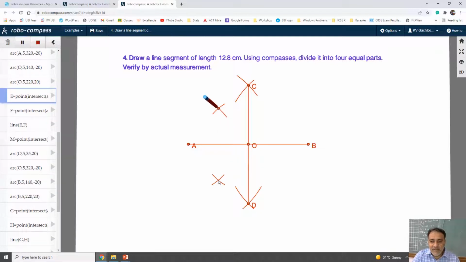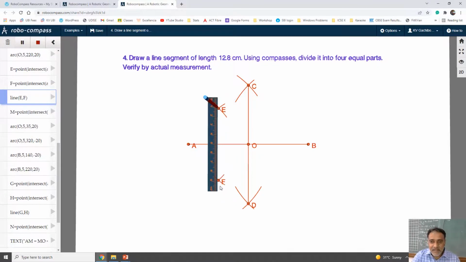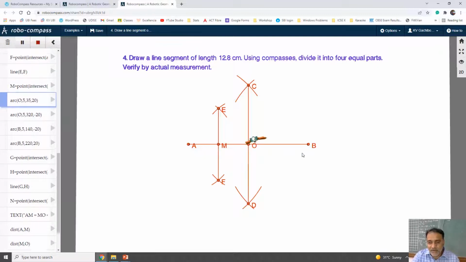After that we will join these 2 points using a ruler. Now we will join EF using a ruler. Okay, it will intersect this AB at point M. This point we are going to take M. Right, सेम हम लोग BO को bisector draw करेंगे, BO का.